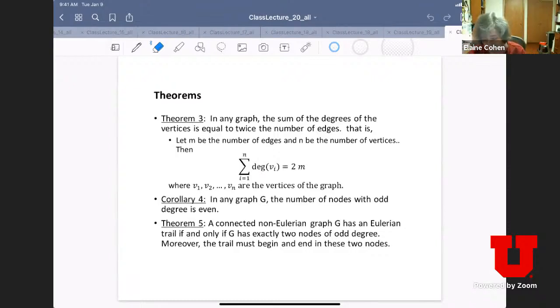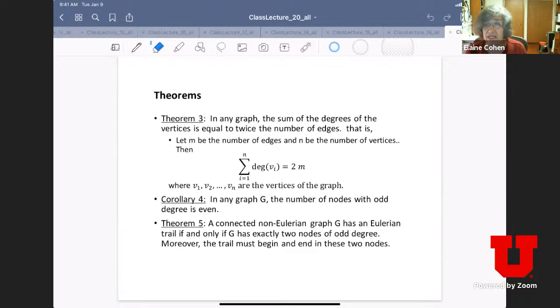And so this theorem says that if the graph is connected and not Eulerian, it has an Eulerian trail if and only if there are exactly 2 nodes of odd degree. Remember, the number of nodes of odd degree has to be an even number. So we're saying if there are exactly 2, then we can form an Eulerian trail using 1 as the beginning and 1 as the end. Okay, that's kind of cool.